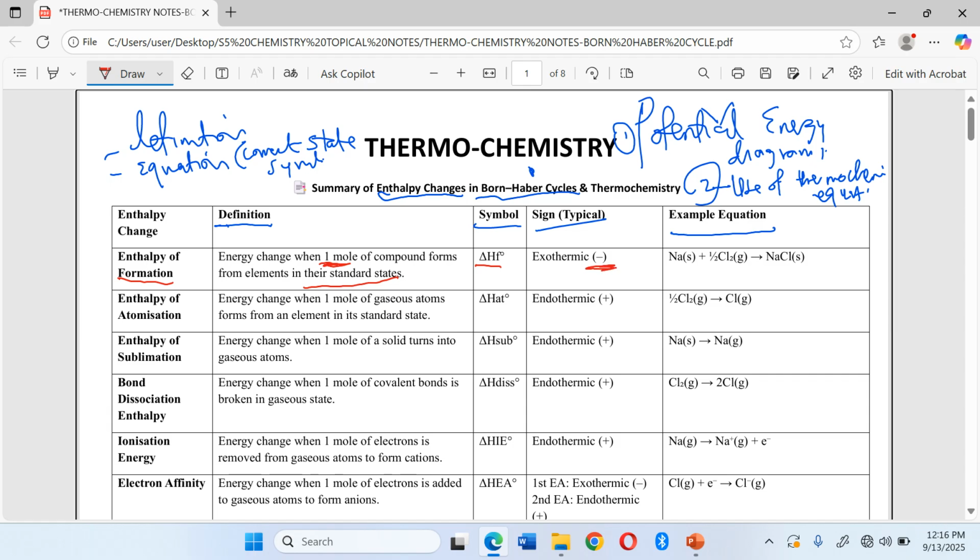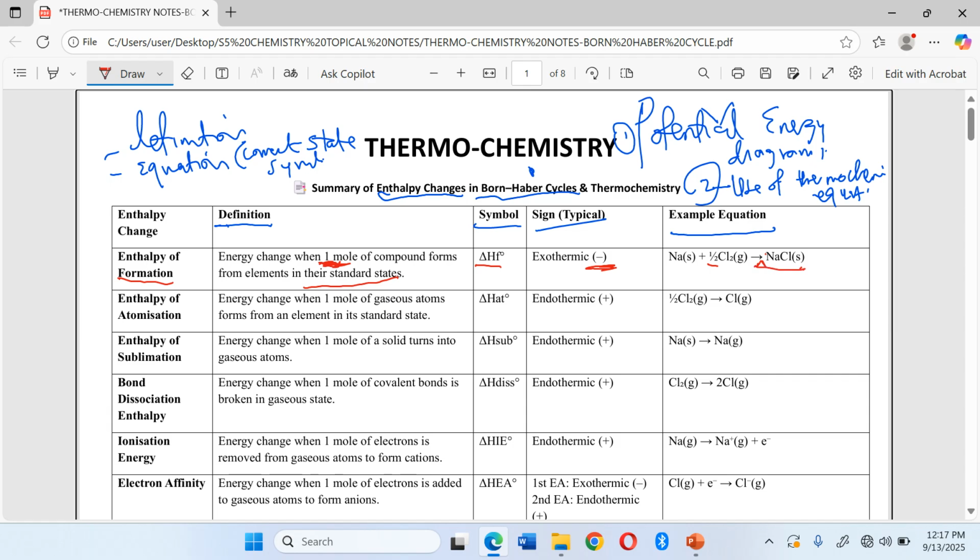And what are we saying? We are forming 1 mole. Here it is 1. You can see when we are balancing, we are not putting a 2 here to balance the chlorine atoms. No. Instead, we are putting a half here on chlorine because we want 1 mole. So this 1 mole is very important in our definition because it guides us on the equation we're supposed to write.